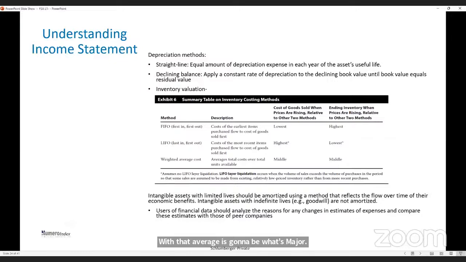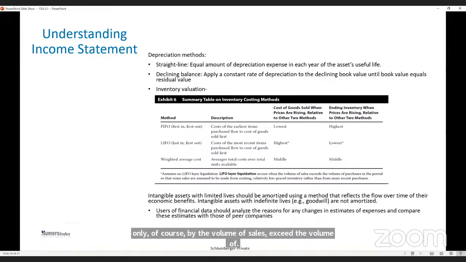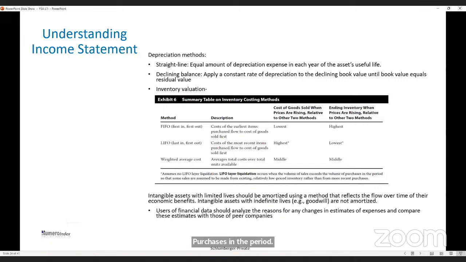So look at the header. They said, assuming no LIFO liquidation. LIFO layer liquidation occurs when the volume of sales exceeds the volume of purchases in the period. So there are some sales that are assumed to be made from existing, just like the questions that we treated, right? Existing low-priced inventory is sold, rather than the more recent purchases. So that means that you are going to make what? More gains. So that's that about inventory.